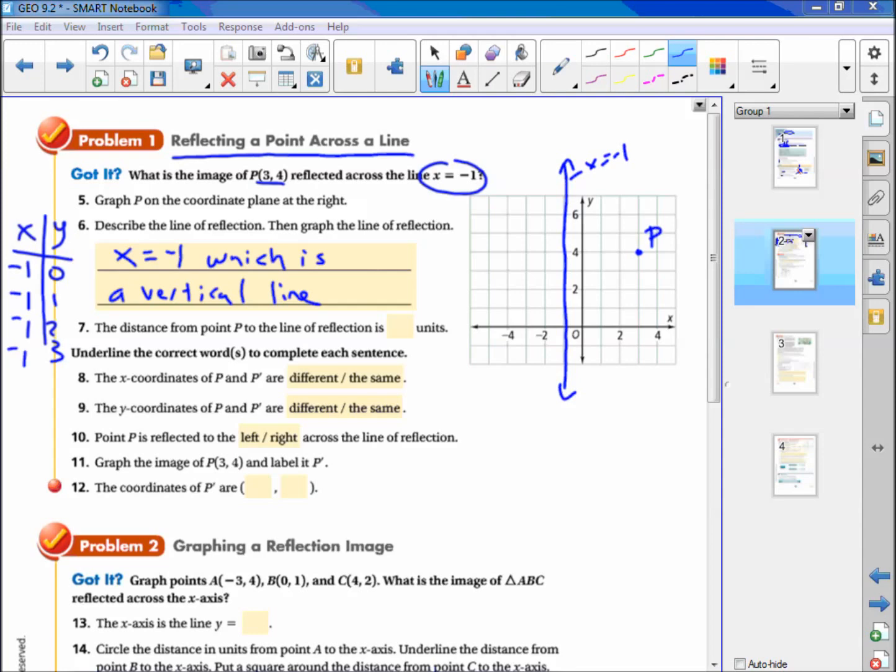Okay, so the distance of point P from the line of reflection is 4 units. And that's because if we went up here and measured it, it would be 1, 2, 3, 4, and that's going to form a perpendicular. So that's easy to see.